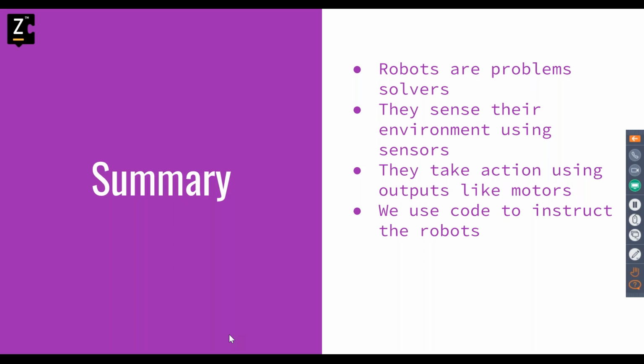With Coder-Z, writing programs is super easy. Let's see how easy it would be to instruct our virtual robot to take action.